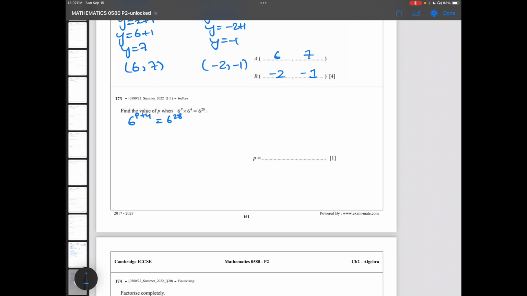Now we can see that on both sides of the equation the base is the same, right? And these two sides are equal. So they will only be equal when p plus 4 is equal to 28. Okay, so now 4 is being added over here. When I move it to the right side, it gets subtracted from 28 and I get the value for p, that's 24.